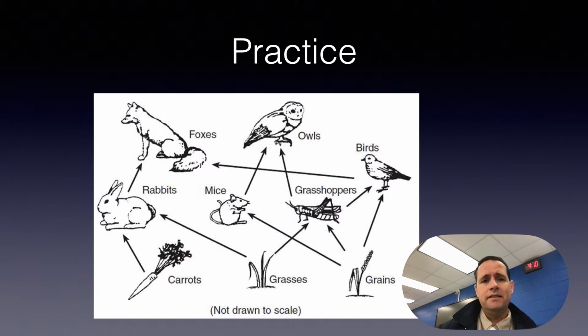So let's practice here with this food web. We have this diagram here, maybe showing somebody's backyard or a farm, for example. They might be growing some carrots, they might have some grass, and they might have some grains growing in a field. And there are known to be various animals going around. So we've got rabbits and foxes, mice, owls, birds, and grasshoppers, which remember are an insect, but we also call an animal in biology.